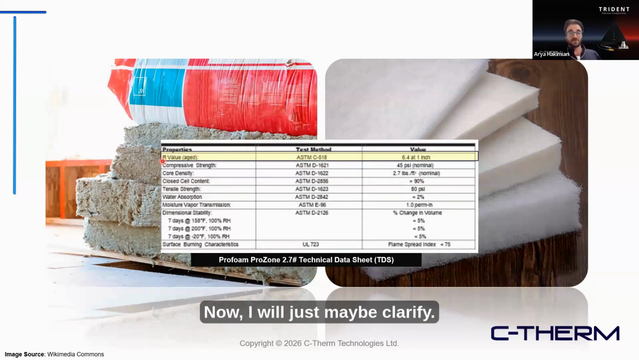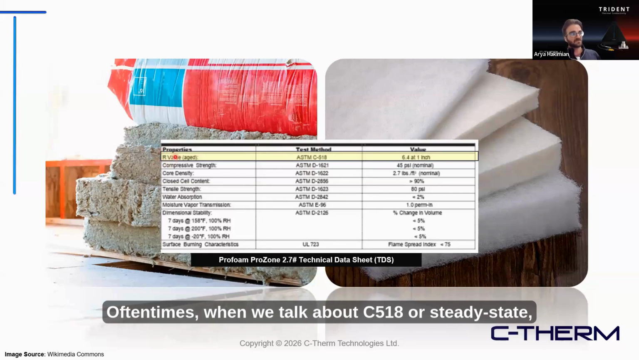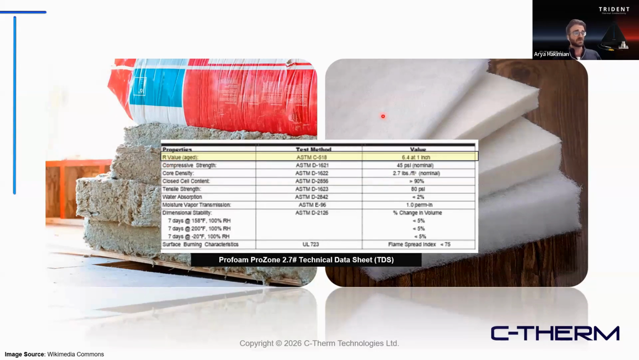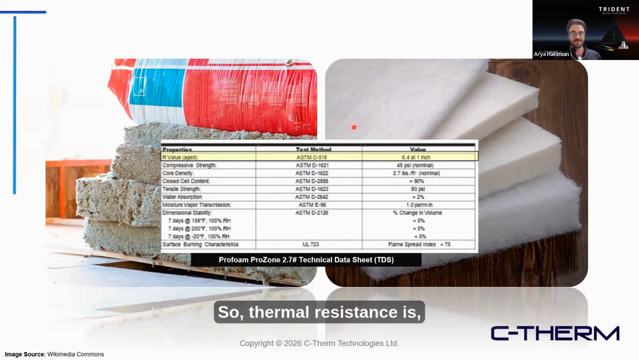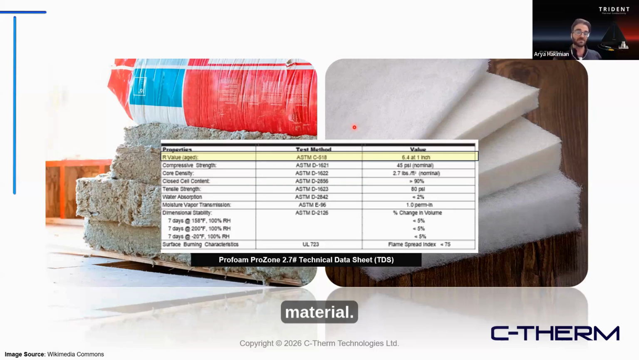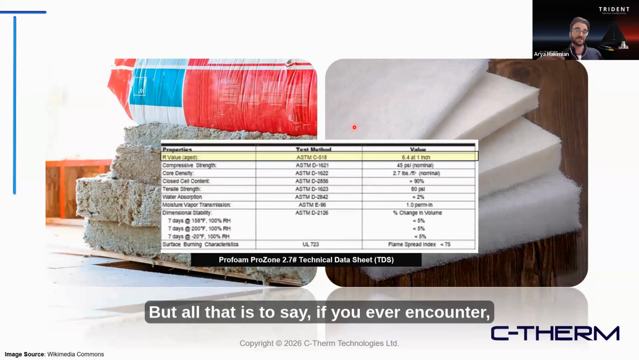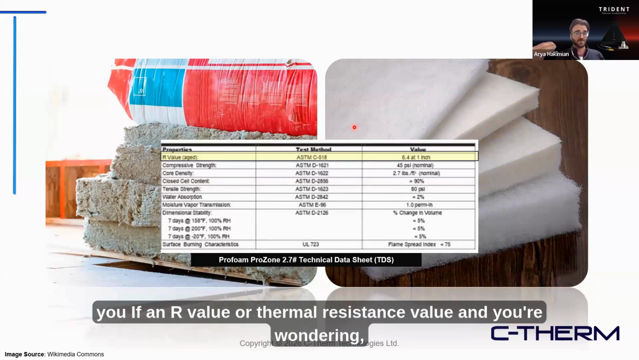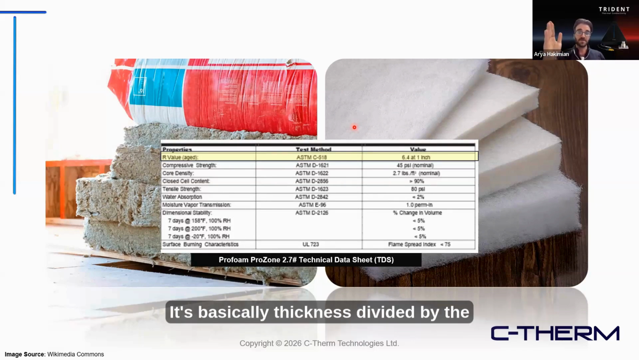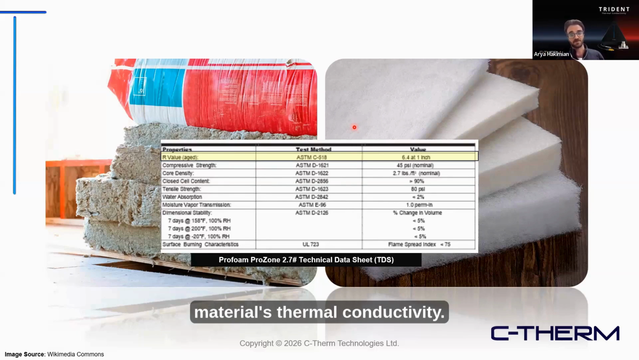Now I will just clarify, oftentimes when we talk about C518 or steady state, everything is in terms of R value or thermal resistance. Thermal resistance is related to thermal conductivity, but it takes into account the overall thickness of your material. If you ever encounter an R value or thermal resistance value, and you're wondering how that relates to conductivity, it's basically thickness divided by the material's thermal conductivity.